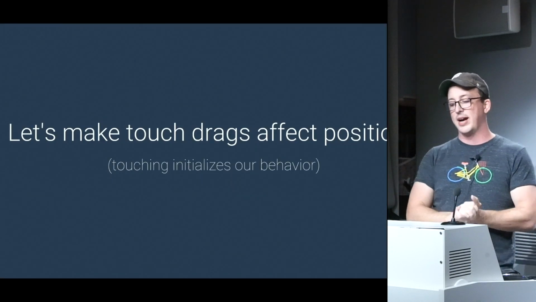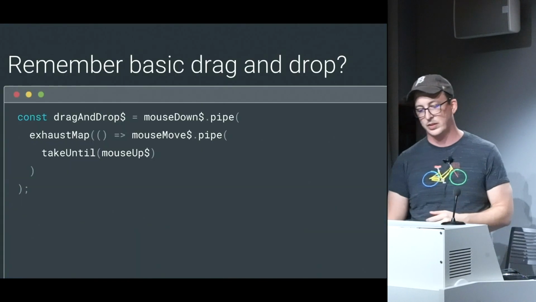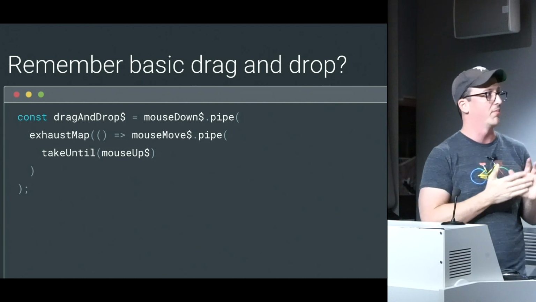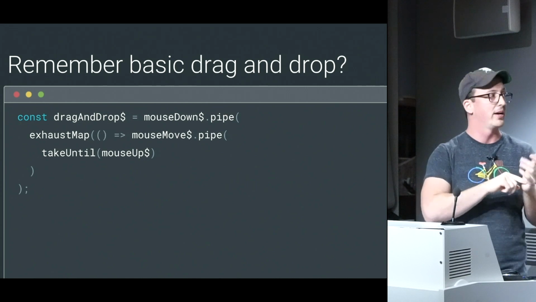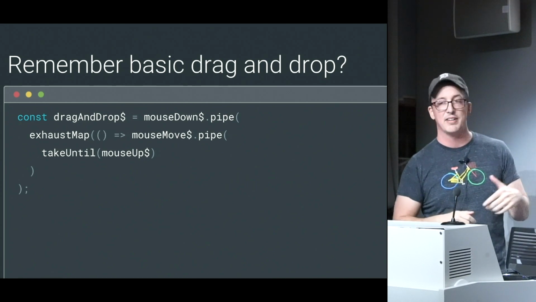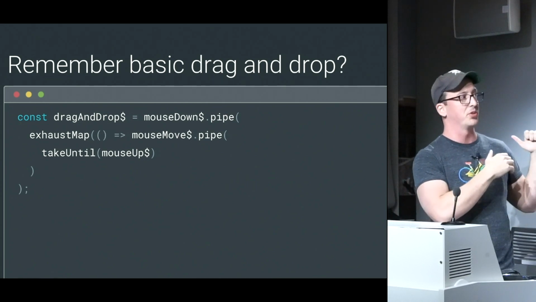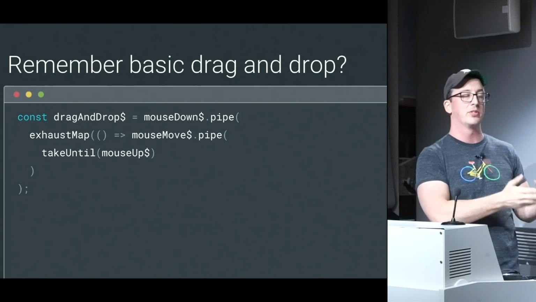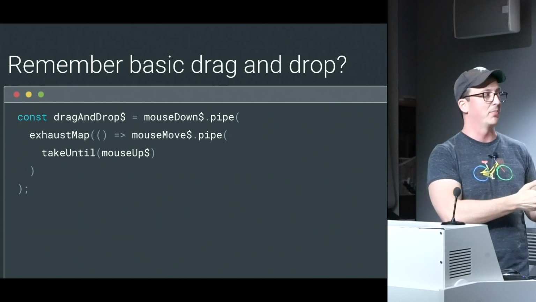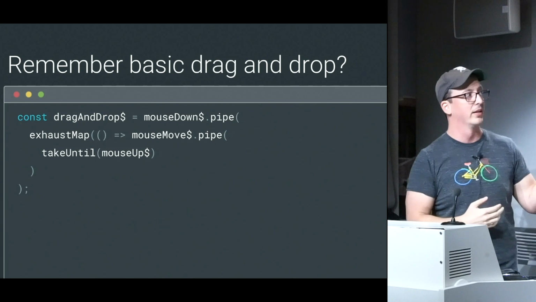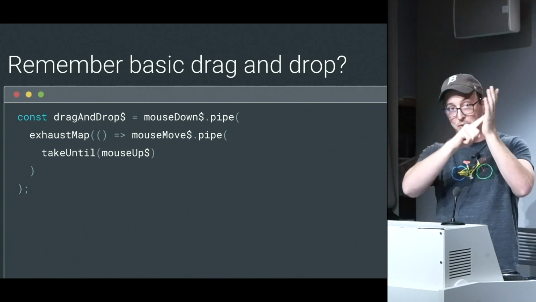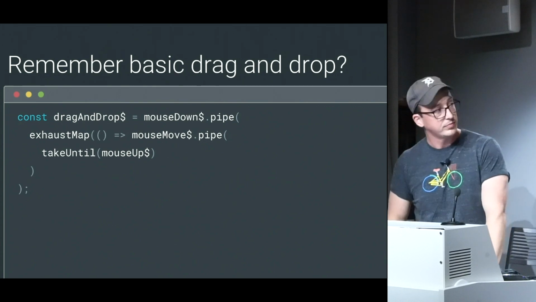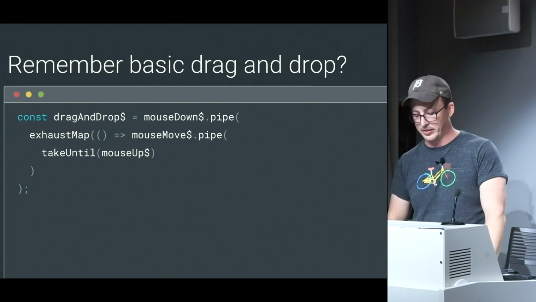And now let's make touch drags affect the position. Earlier, I showed mouse downs. So the mouse version of drag and drop, right? So it's, again, mouse downs, and for every mouse down, you map that into an observable of all mouse movements, but you take those until mouse up, and you subscribe to that. So this ends up being an observable of mouse movement events that only happens while your finger's on there. Or in this case, when your mouse is clicked.